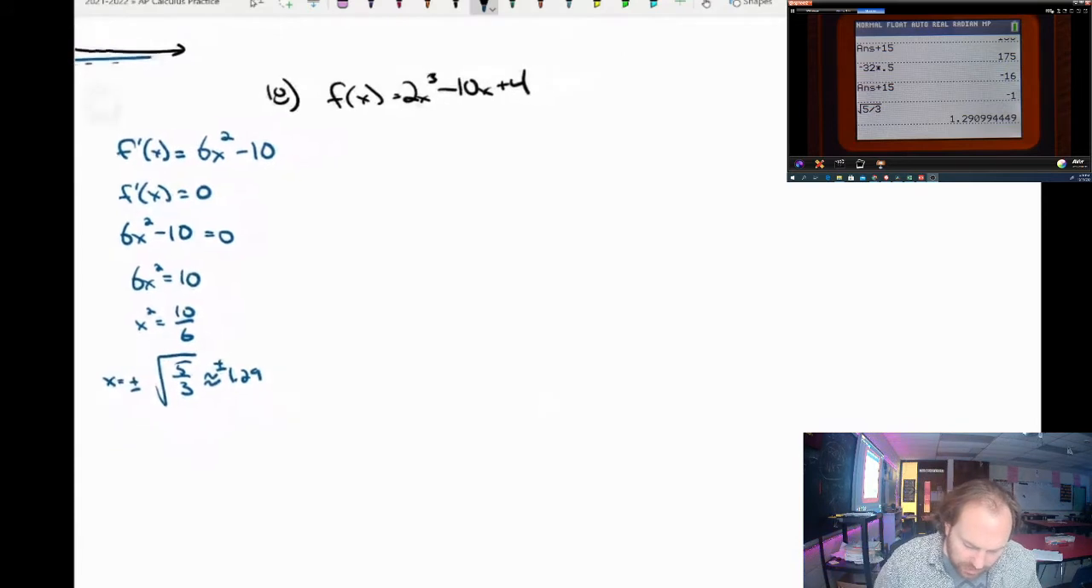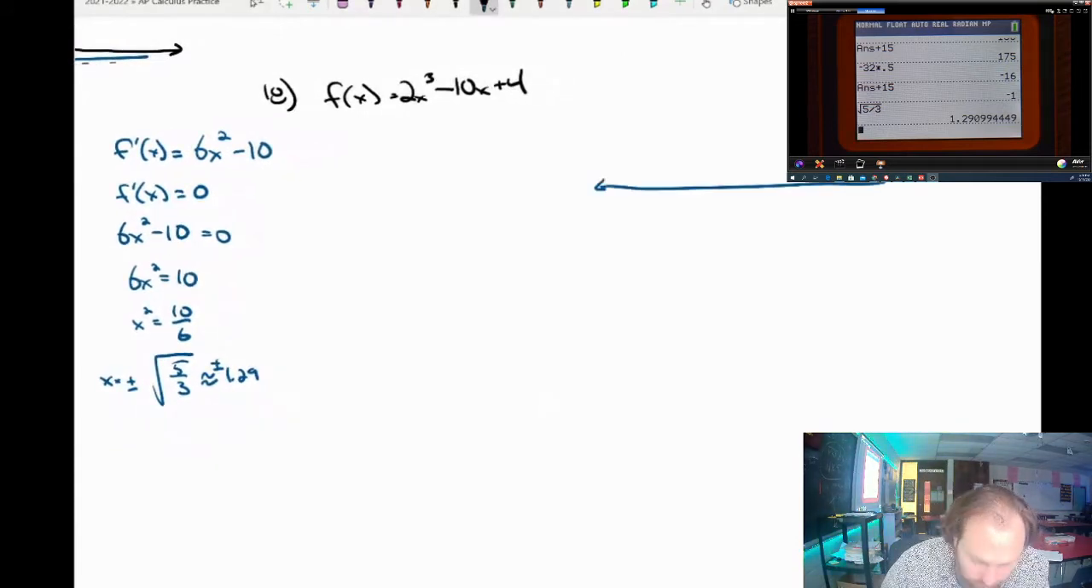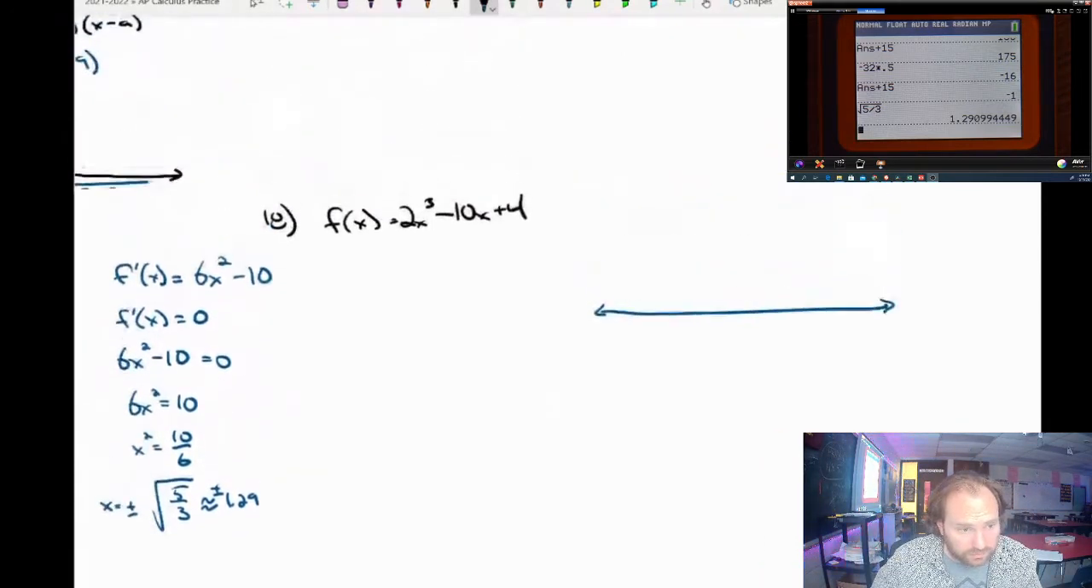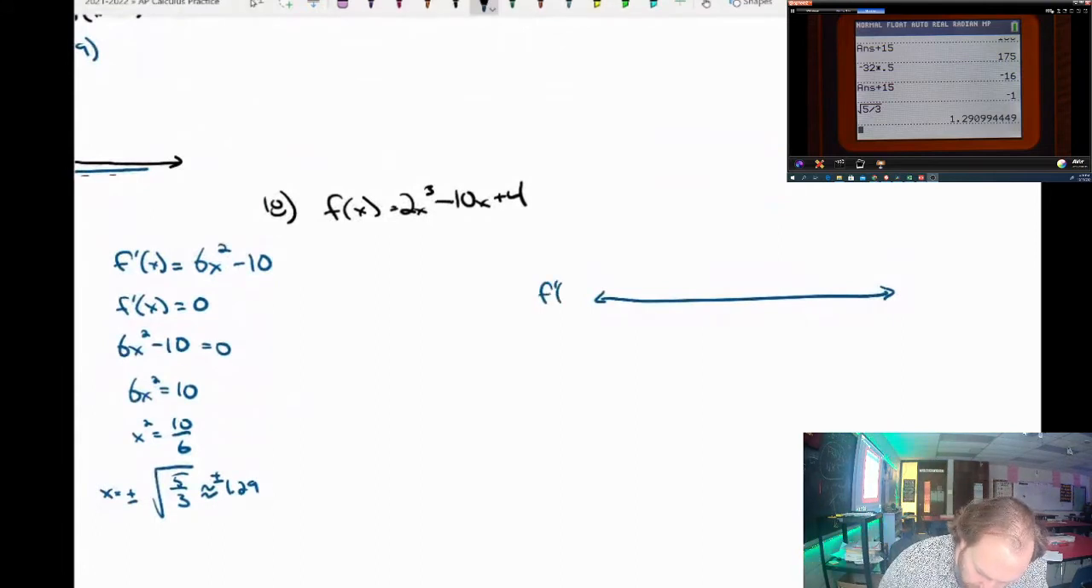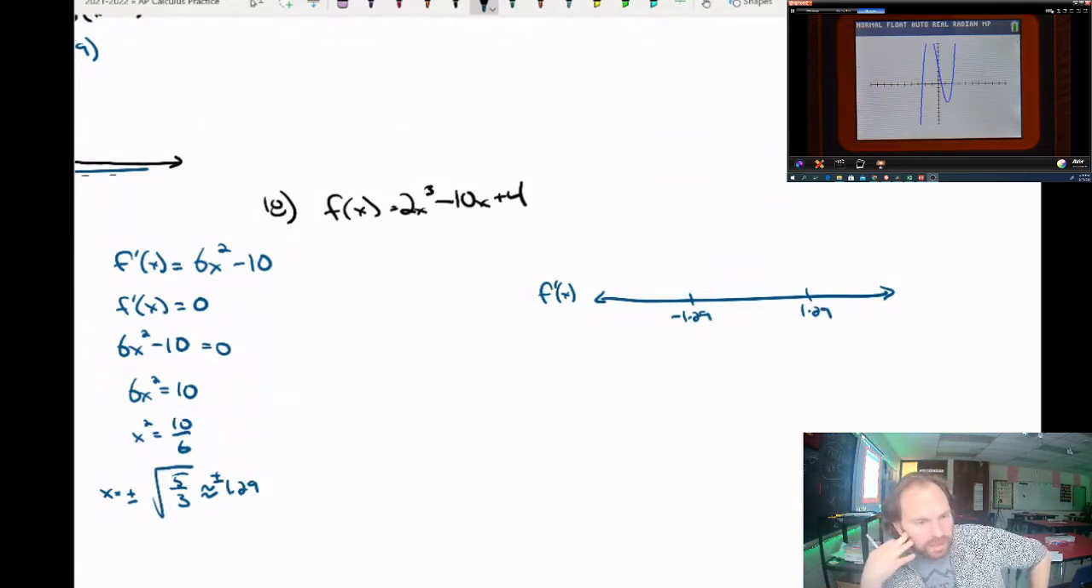So what we should do is build a sign chart. Let's do that over here in this space. I'm going to scroll down a little bit so you can see it. This will be our f prime of x graph. And we know that at negative 1.29 and positive 1.29, there's going to be a shift because those are the zeros. You can tell from looking at the original graph or by plugging numbers into your f prime. For example, if you plug in 0 right in the middle of there, you get a negative number.